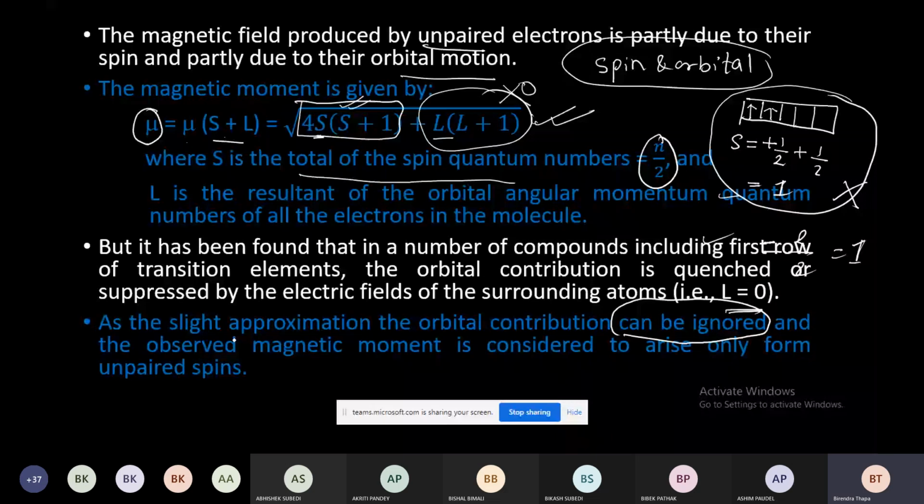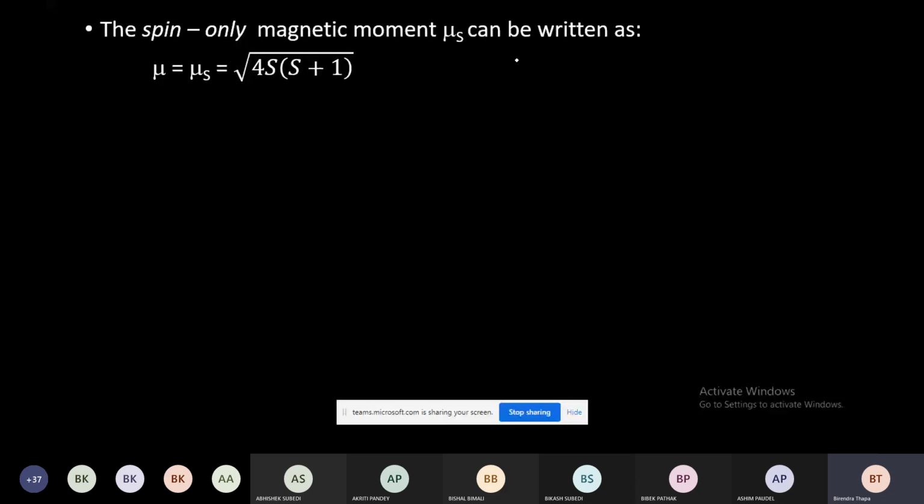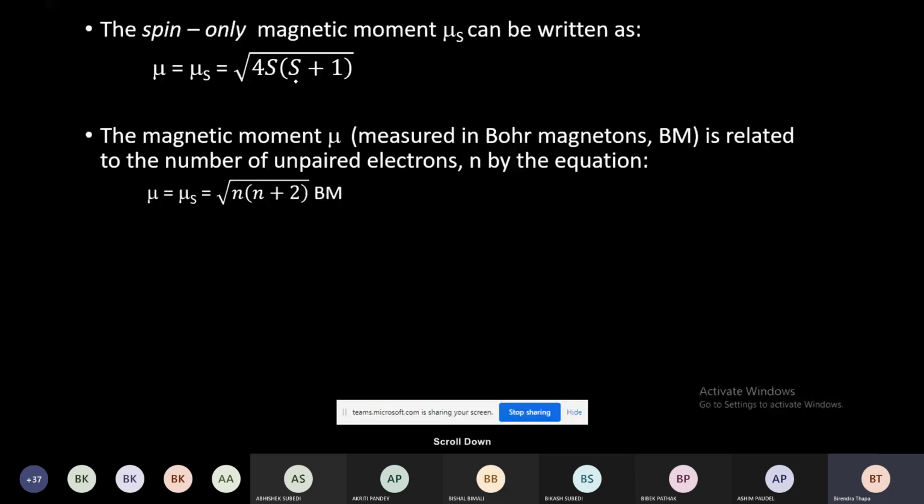So the spin only magnetic moment mu s can be written as mu equal to mu s, equal to square root of 4S(S+1). We are considering the spin only formula now. If you replace the term S by n by 2, then you will have the formula mu s equal to square root of n(n+2) BM. This formula is obtained by replacing capital S by small n, S equals n by 2. If you solve this, you can get this formula. It means the spin only contribution of electrons is sufficient to explain the magnetic moment of the compounds of 3d elements.